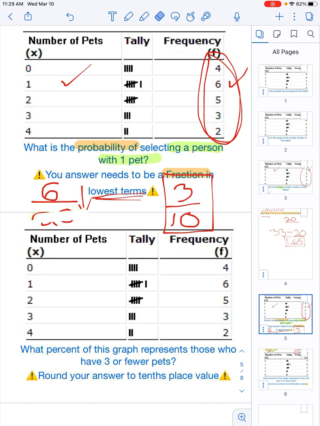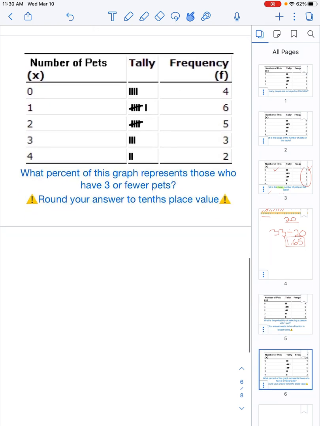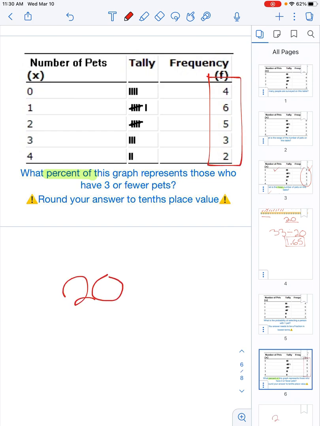That total. Because now, most commonly, frequency tables usually ask questions associated with probabilities. But here's the big one. Percents. Most of the time that you see this, you're going to be asked to find a percent. And again, the most important aspect is 20, because when you have to create a percent, you need to build a fraction first.